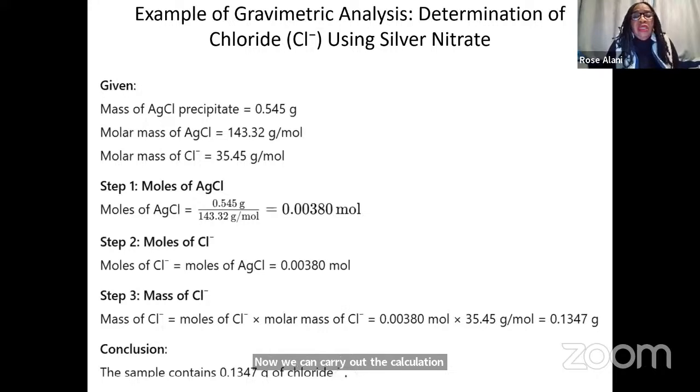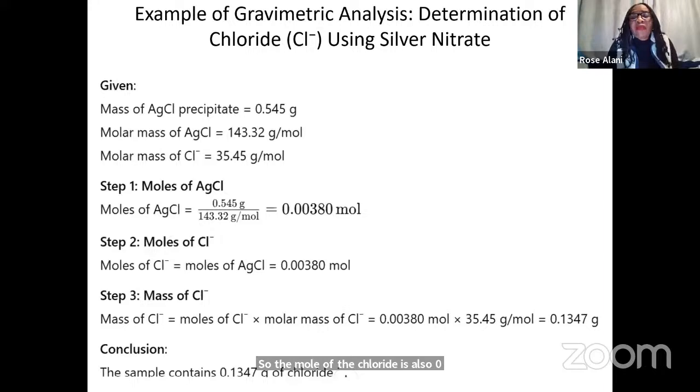Step 1, let us find the moles of the silver chloride. Moles of silver chloride is the mass over molar mass. You know the definition already. That gives us 0.00380 moles of silver chloride. Remember, we said the mole of the chloride is the same as the mole of the silver chloride. So our second step, find the mole of the chloride, which is equal to the mole of the silver chloride. So the mole of the chloride is also 0.00380 moles.